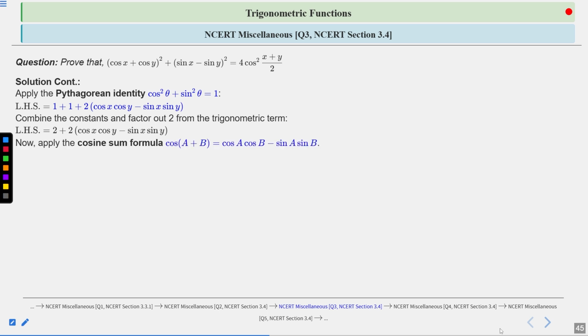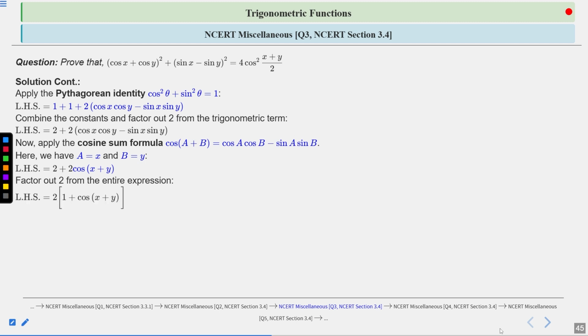Now apply the cosine sum formula, which is cos a plus b is equal to cos a cos b minus sin a sin b. Here we have a is equal to x and b is equal to y. So LHS is equal to 2 plus 2 cos x plus y, right? Now factor out 2 from the entire expression. We will get LHS is equal to 2 times 1 plus cos x plus y, right? Clear?